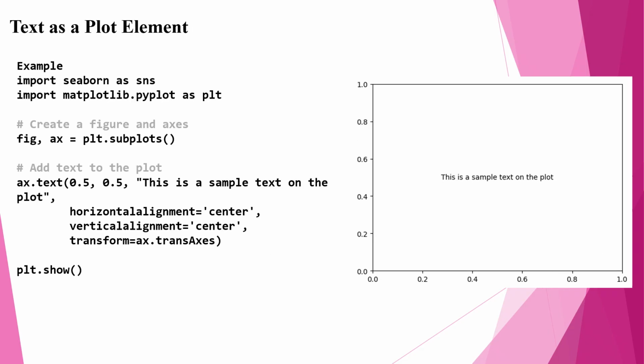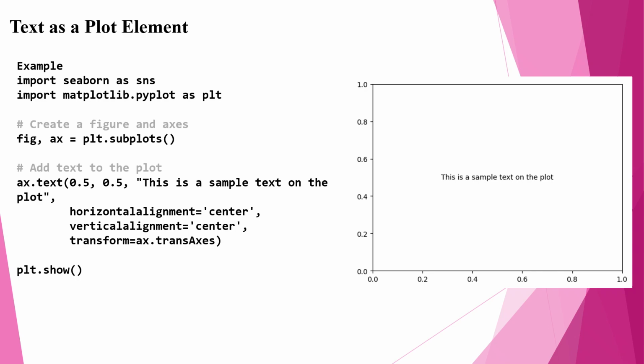This code demonstrates how to use text as a visual element inside a plot using Matplotlib. First, a figure and axis are created using plt.subplots. Then the ax.text function is used to place text directly within the plot area.